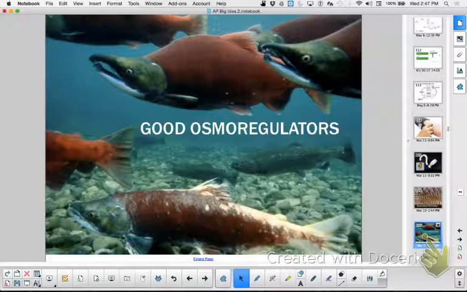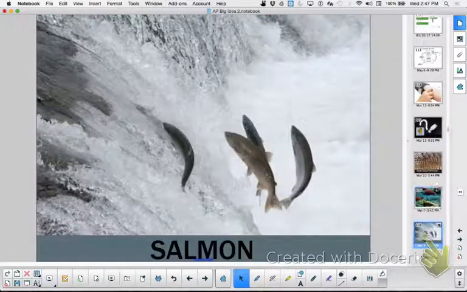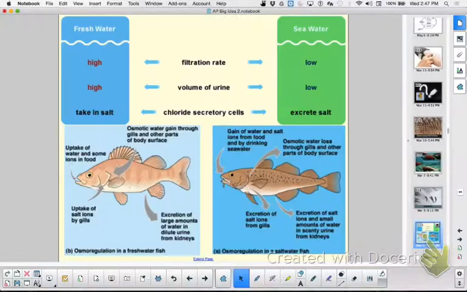Can you have plants who normally need fresh water? Can they grow in salt water? No, they can't, because usually they're specialized to the environment that they're around. Okay, here's salmon swimming upstream.